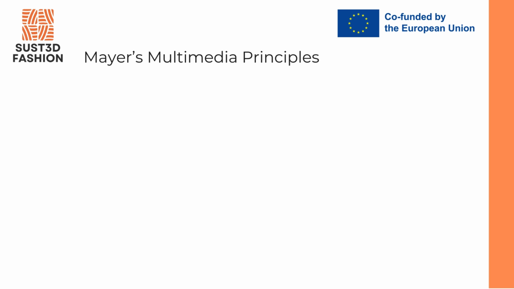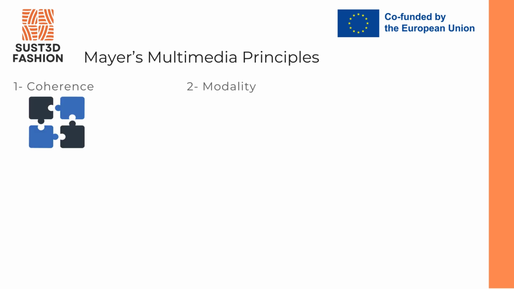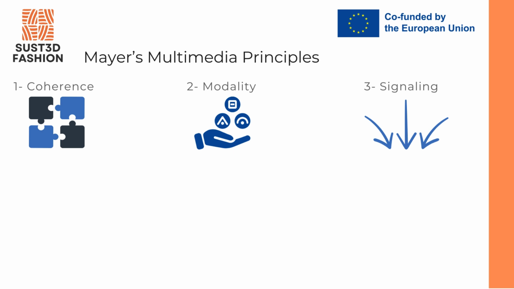But just to give you a taste, coherence reminds us to cut out anything that isn't helping the learner. No fluff, no distractions. Modality tells us that hearing something while seeing a visual works better than reading and watching at the same time. Signaling is all about guiding the learner's attention, like using arrows, highlights, or your voice to say, "Hey, focus here." Redundancy warns us not to repeat the exact same info in both voiceover and text. It can actually slow down learning.